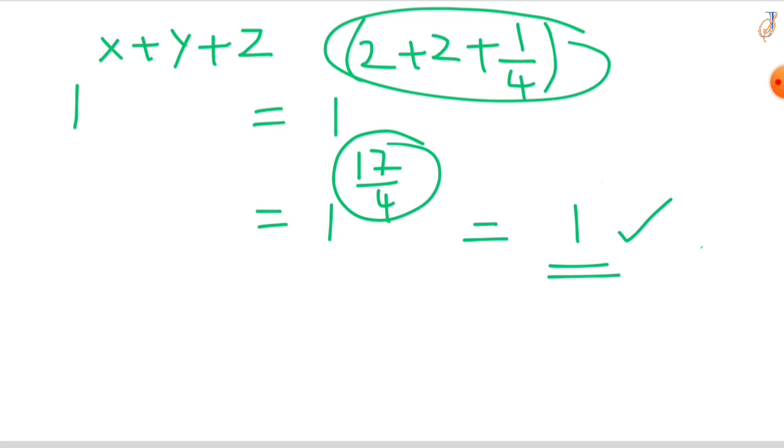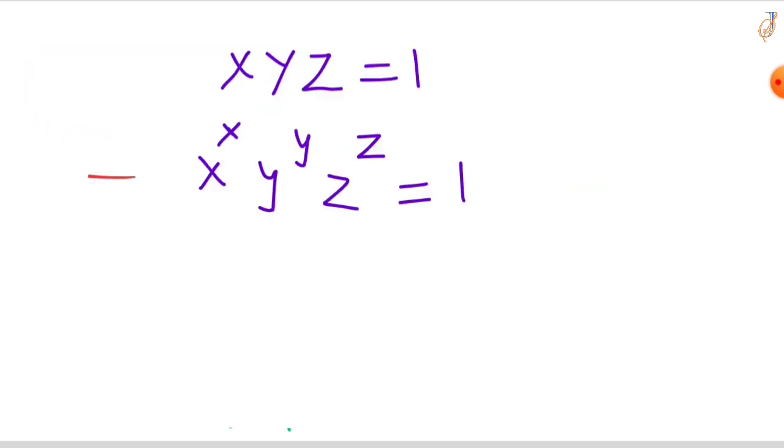So instead of 1, we can write it as 1 raised to the power of x plus y plus z. In the second equation, instead of 1, we are going to write 1 raised to the power of x plus y plus z.